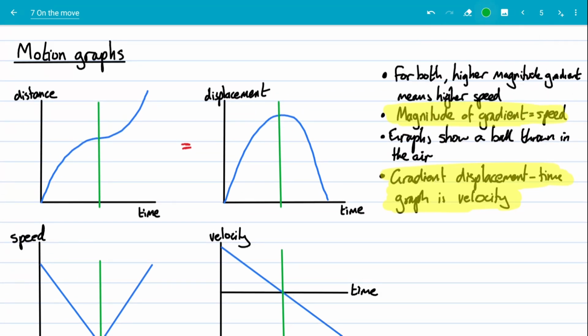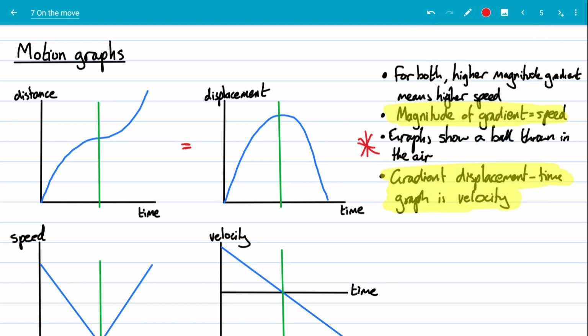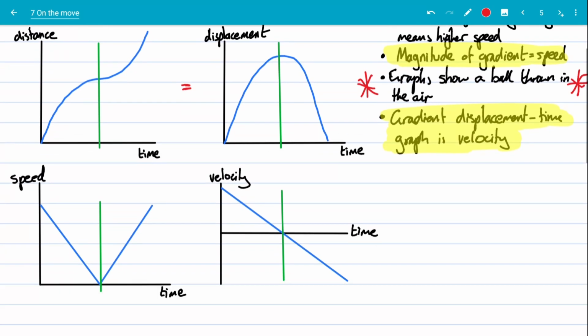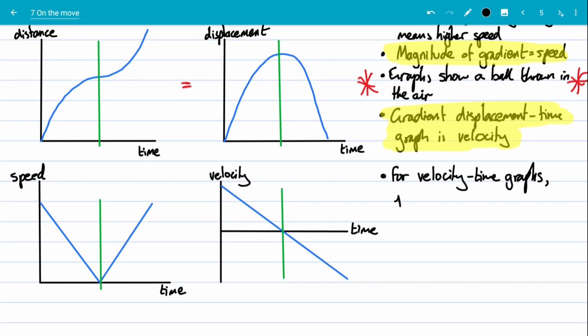Lovely. So these four graphs show the same situation. They all show a ball being thrown in the air. So higher gradient would be higher acceleration. We should probably say this for velocity time graphs. For velocity time graphs, the gradient is the acceleration.